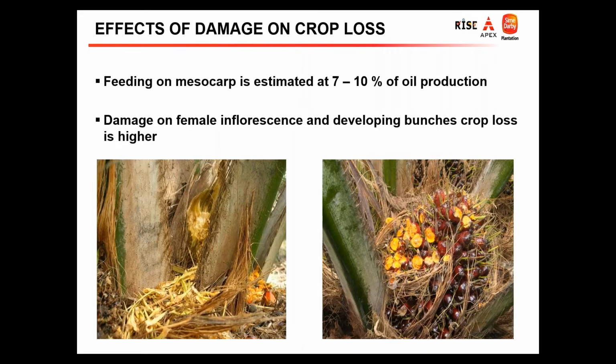This is showing the damage on crop loss, feeding on the mesocarp. Estimated 7 to 10% of the oil production. Damage to female inflorescence and developing bunches, the losses are even higher. Here on the left side, the female bunches will probably be aborted, so you might lose a bunch. On the right side is a fresh damage, what we call in the census fresh damage. Next slide.